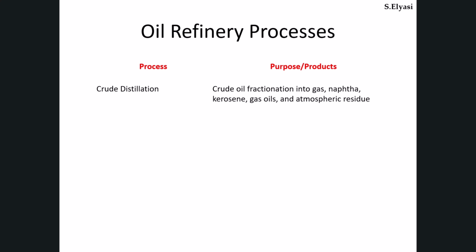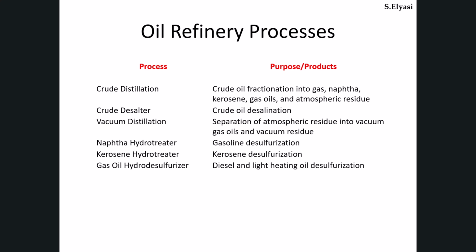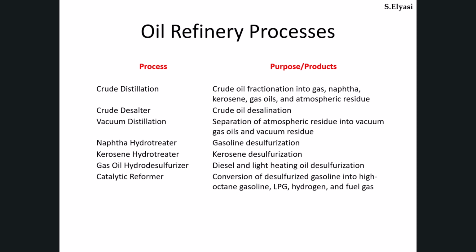Crude distillation separates crude oil into gases, naphtha, kerosene, gas oil, and atmospheric residue. The crude desalter removes salts and water. Vacuum distillation separates heavier fractions from atmospheric residue. Hydrotreating of naphtha, kerosene, and gas oil removes sulfur, nitrogen, and oxygen compounds. The catalytic reformer upgrades naphtha into high-octane gasoline components. Gas treatment and separation purify LPG and fuel gas and remove hydrogen sulfide.